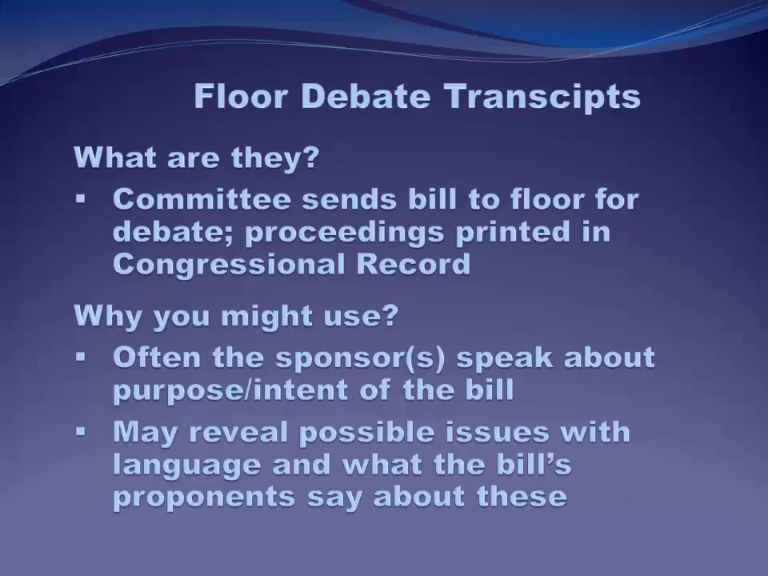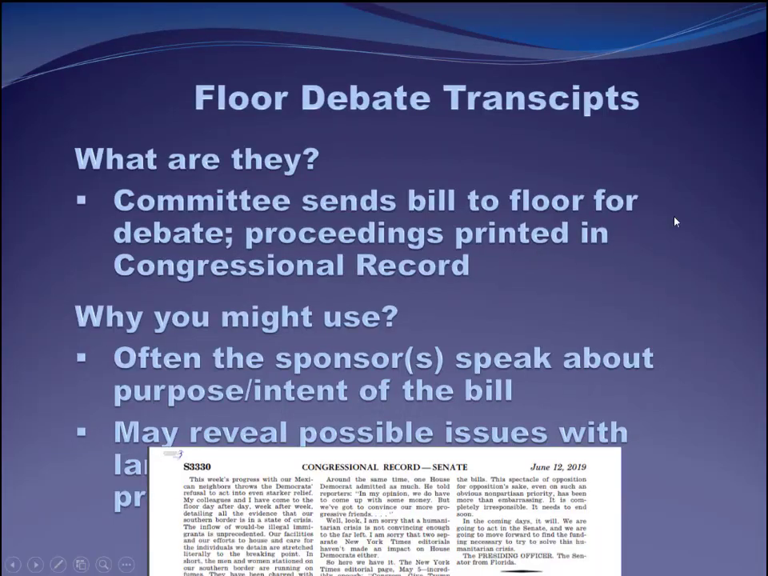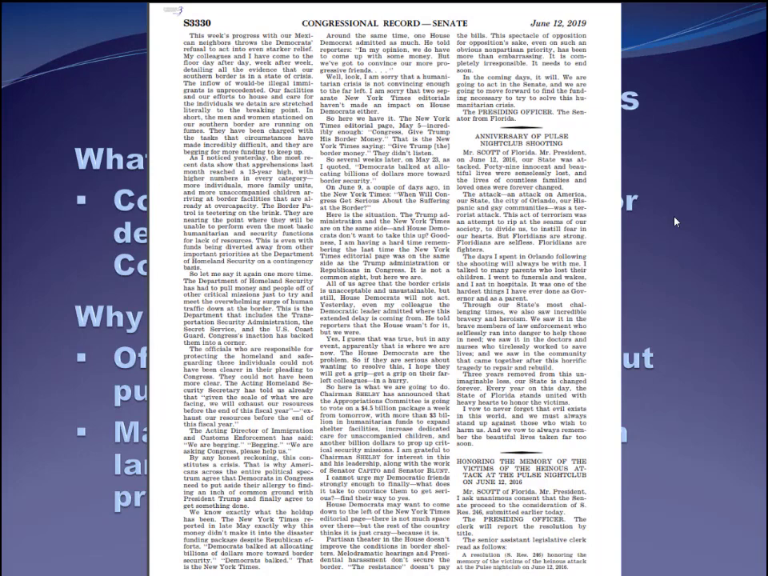And then, as I mentioned, eventually comes out a permanent bound edition, which is a compilation of all of these various daily editions, but it is published very slowly. It's about 4 years behind the daily edition. So here's a page from the Congressional Record Daily Edition, just so you can see what these look like.